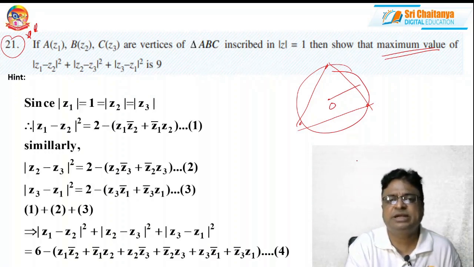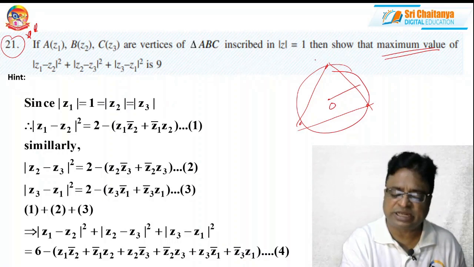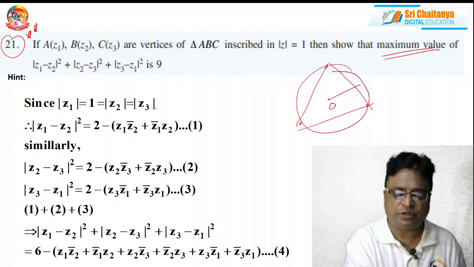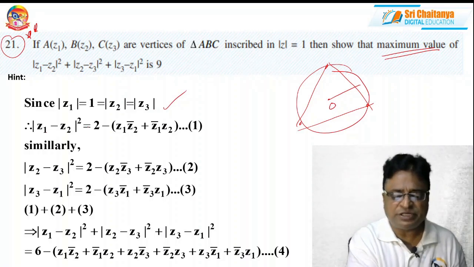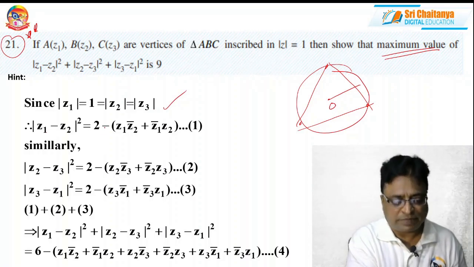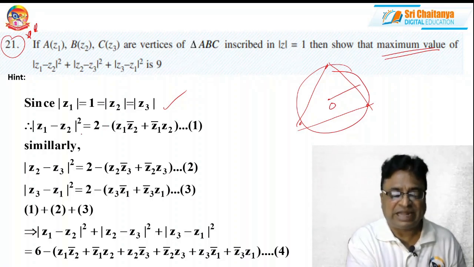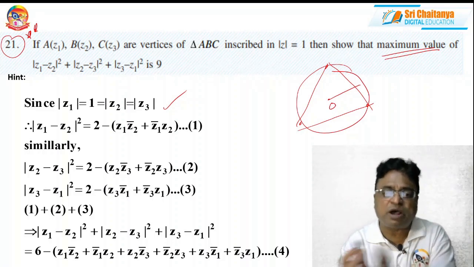Okay, see the hint. So this is given. Since Z1, Z2, Z3 lie on the circle, |Z1| = 1, |Z2| = 1, |Z3| = 1. So what is |Z1 − Z2| whole square? Actually, |Z1 − Z2| squared means what? (Z1 − Z2) into (Z1 bar − Z2 bar).